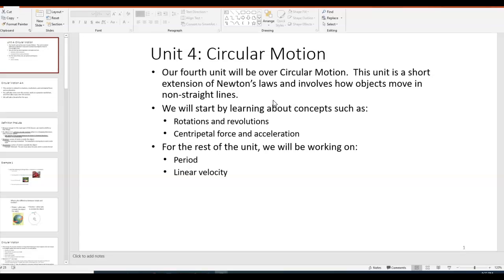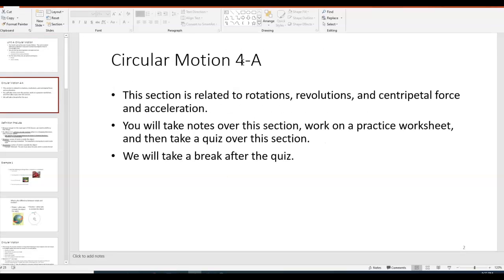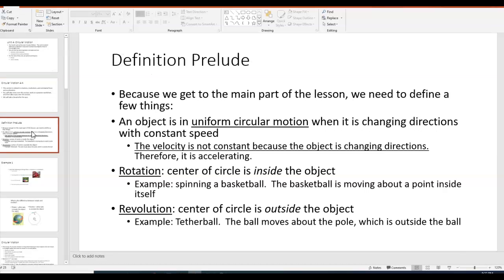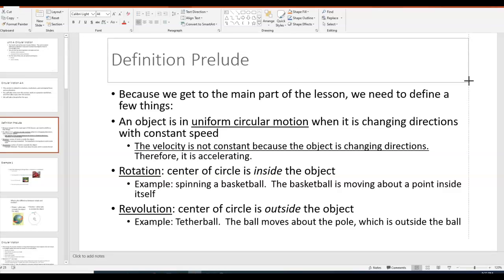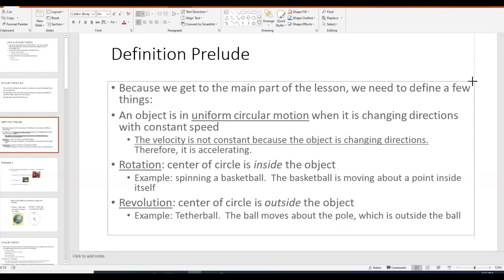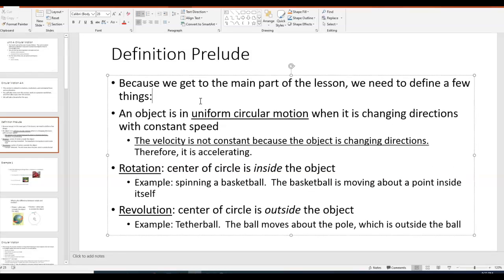So we're going to start off with some definitions here in just a second. We're going to be talking about the difference between rotation and revolution, and then the concept of centripetal force and acceleration, and doing calculations with those things. Okay, so let's start off here, circular motion for A. And like I said, the first thing we're going to look at is some definitions. So please make sure you add these things to your notes. Your last two assignments have to do with definitions and doing really basic calculations, so make sure you pay really close attention and take good notes.